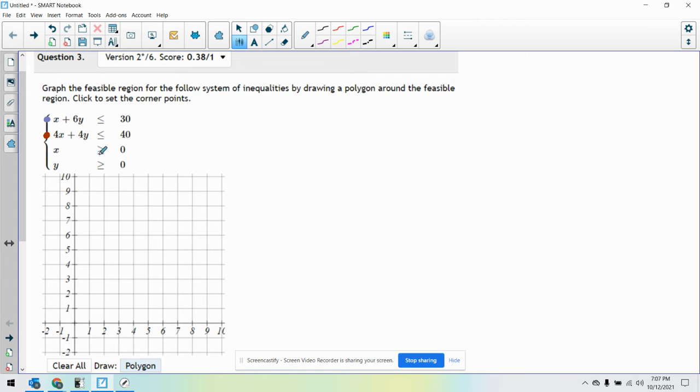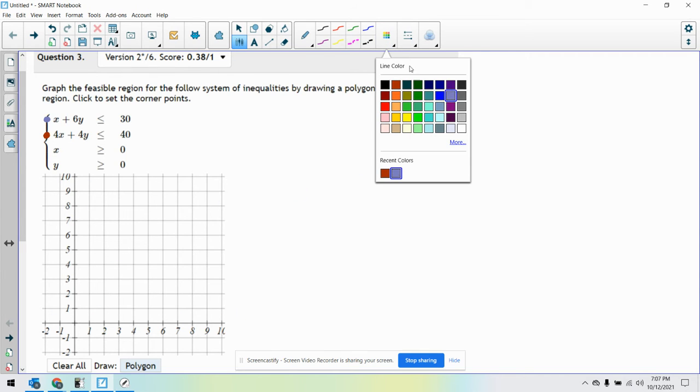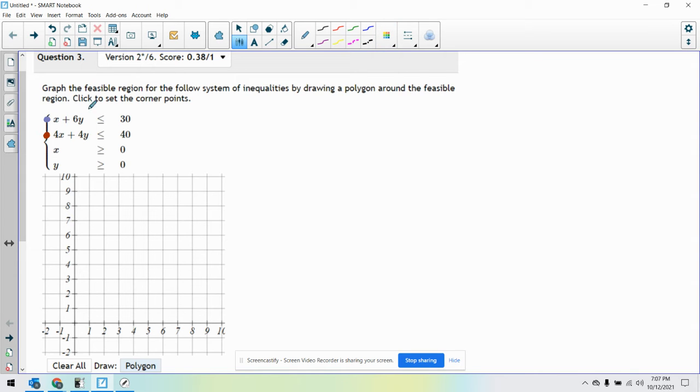And then x is greater than or equal to 0, y is greater than or equal to 0, just means that we're going to be in the first quadrant. We're going to be this side and this side of the origin. So since this is written in standard form, I'm going to graph it using intercepts.